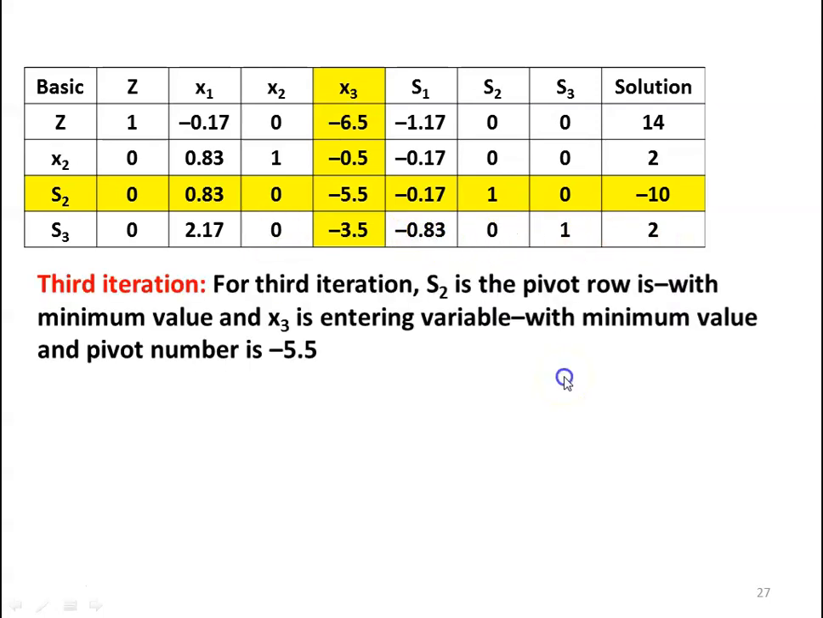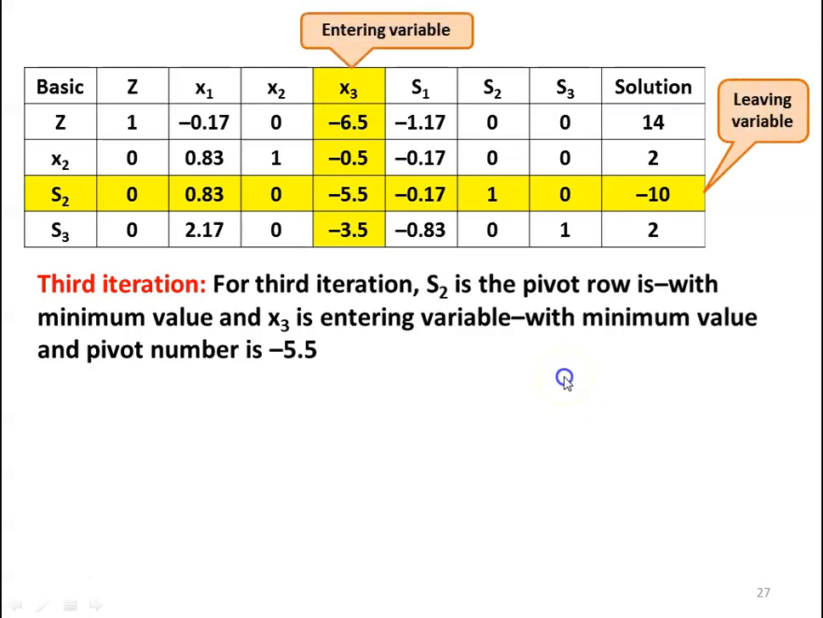Now, we have to identify the leaving variable and the entering variable. The leaving variable is the one with the most negative value, minus 10. And for the entering variable, take the Z row values divided by the values of the leaving row. The least intercept value is for x3. So, x3 is entering. For the third iteration, s2 is the pivot row with the minimum value and x3 is the entering variable, and the pivot number is minus 5.5.